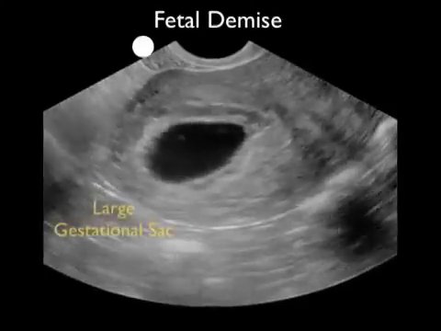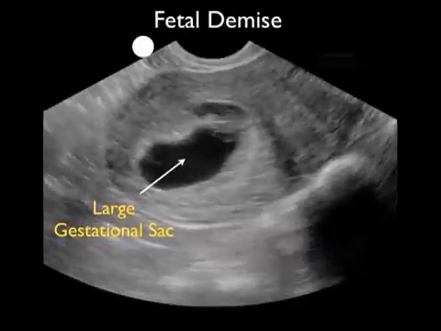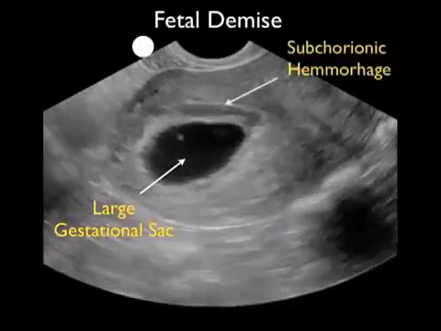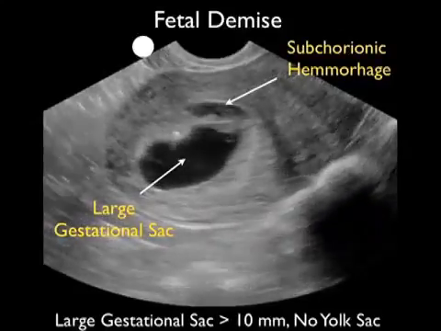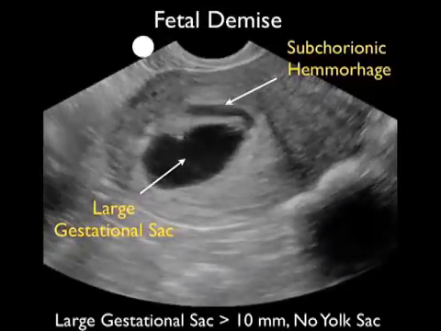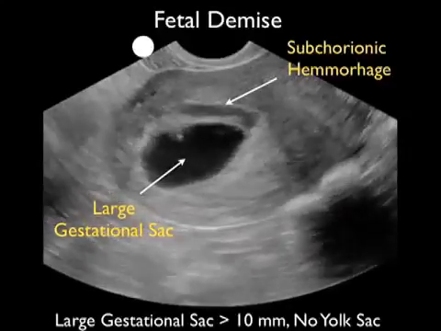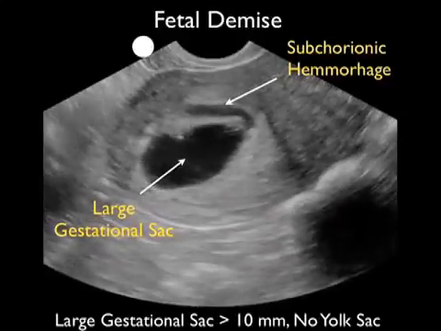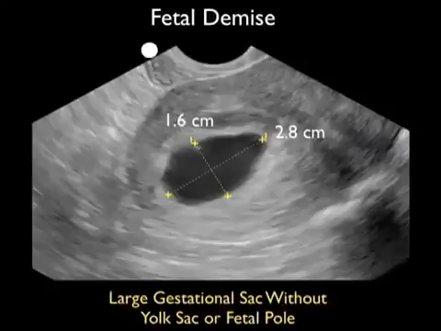The first thing we notice is a very large gestational sac without a yolk sac or discernible fetal pole with heartbeat. We also see the presence of subchorionic hemorrhage to the superior aspect of the gestational sac. That's that area of dark or anechoic fluid surrounding the gestational sac, and this is seen commonly with abnormal pregnancies or spontaneous miscarriage. Here we'll put the calipers down to measure the diameter of the gestational sac.